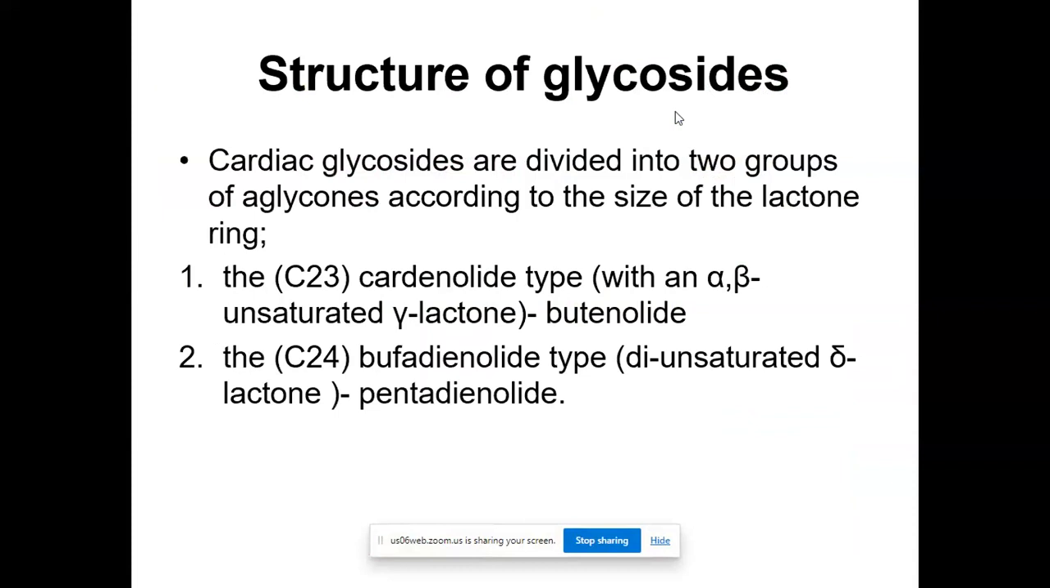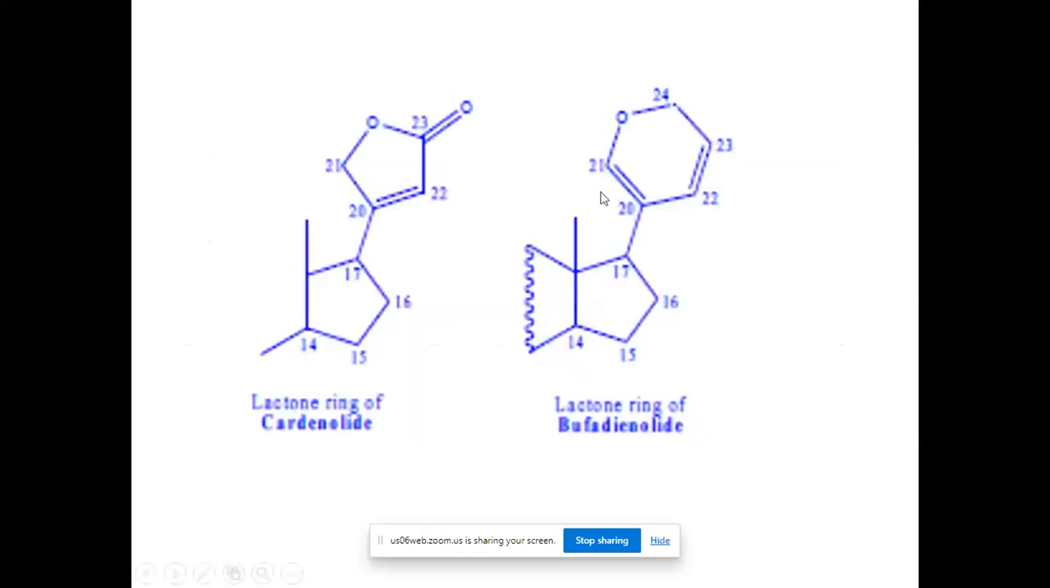So this is now what I was talking about, the two groups of the aglycones. The structure is the same, the only different part is where the lactone is. Now we have the cardenolide, which is the 5-membered ring, and the bufadienolide, which is the 6-membered ring. So here is an example. The only difference is the lactone, which binds to the beta, to the 17th carbon. Hope you've seen the difference.